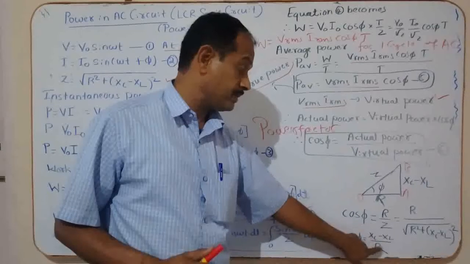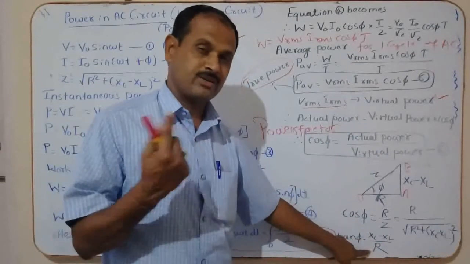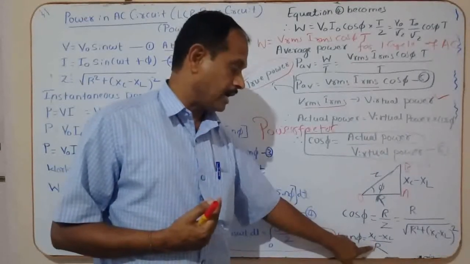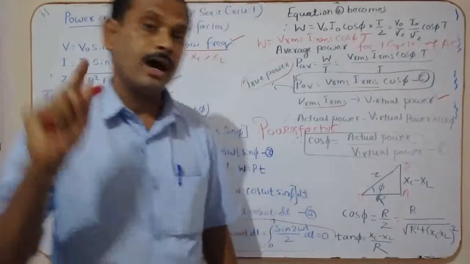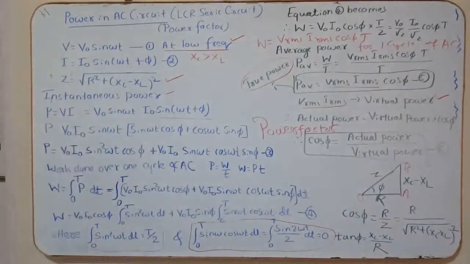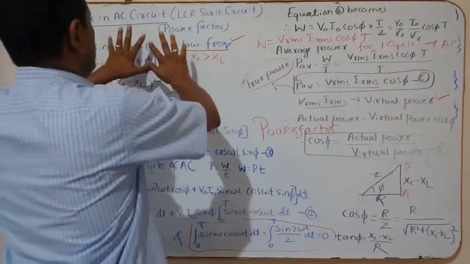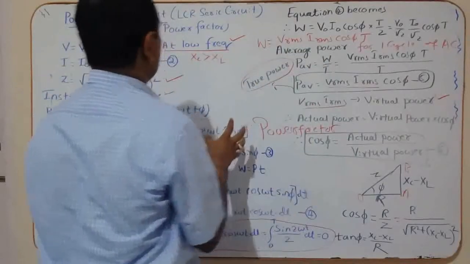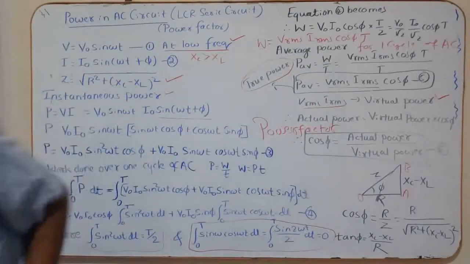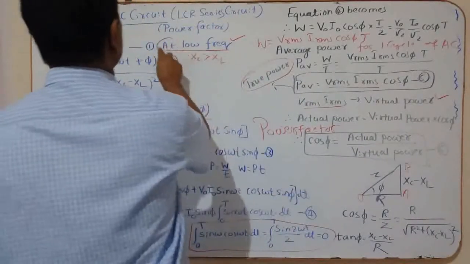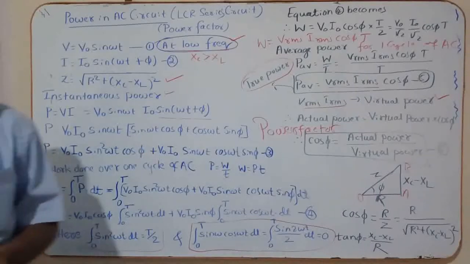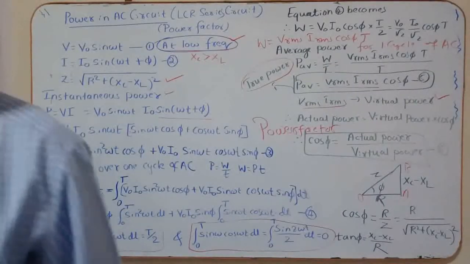Sometimes we can calculate it as VC minus VL divided by VR, taking the voltage across each component. In this way we can find the power factor. This is the discussion about the power factor. Once again I repeat, whatever you study in the series LCR circuit, in this case you always apply the voltage at low frequency. This is a very, very important concept in this discussion. Okay, thank you.